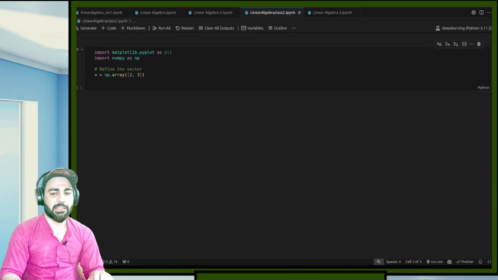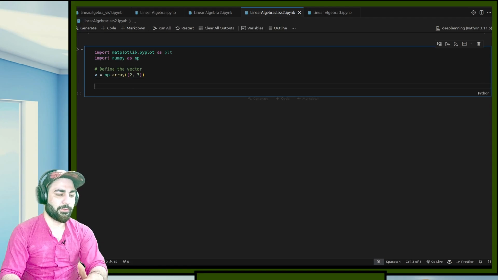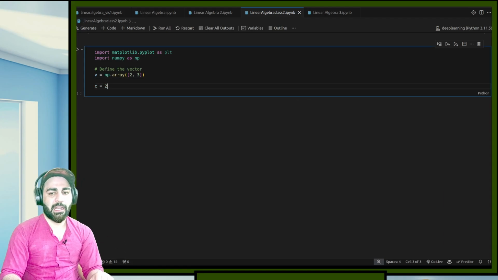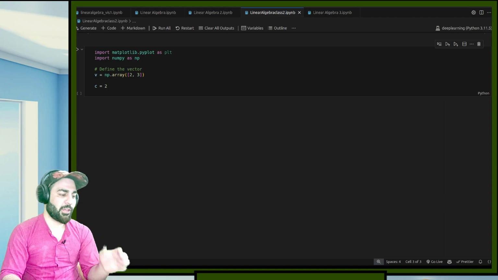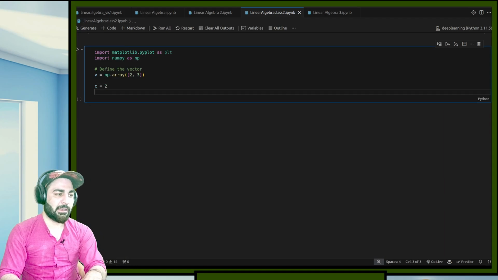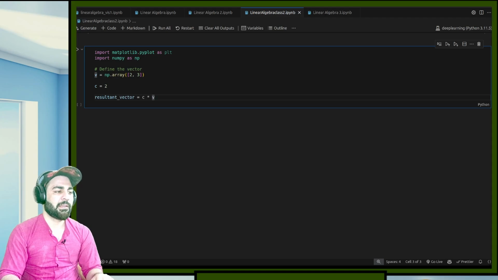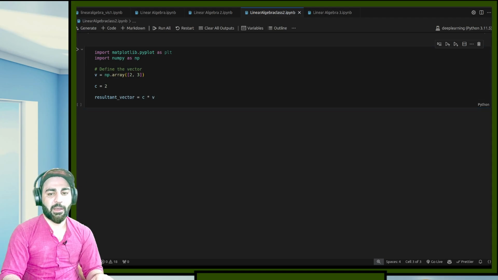Let's have a scalar, let's call it c. c is equal to something like this. This is my scalar, and then I'll compute the resultant vector. I'll multiply c with v, so I'll get a resultant vector. Now again I'll plot these things. How to plot? Initially create a figure.